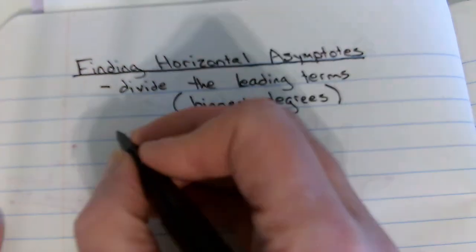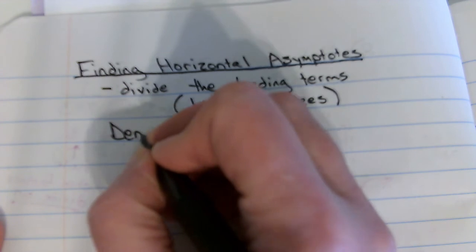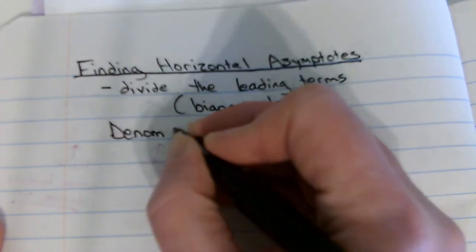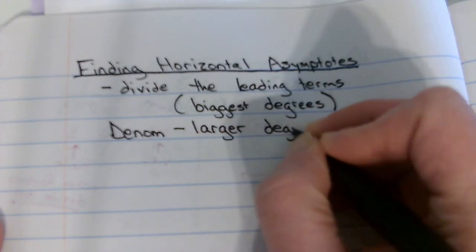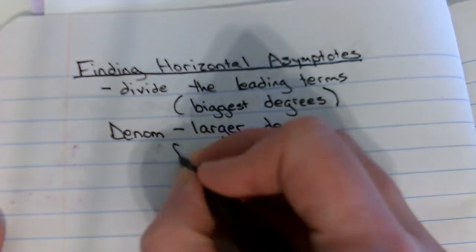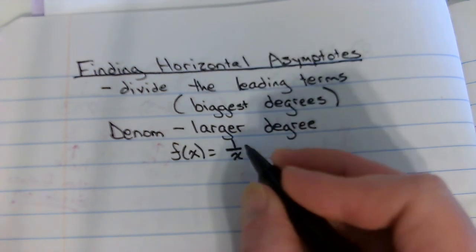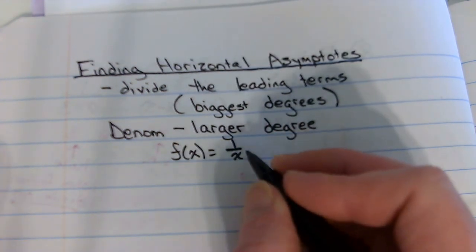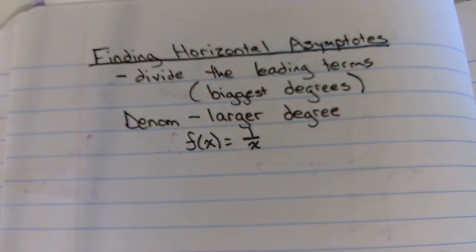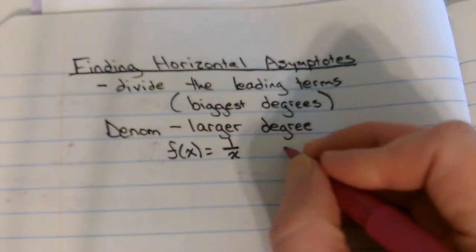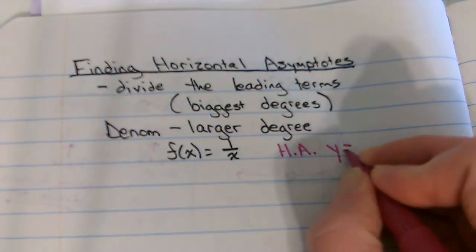Now, there's a few situations. The denominator has a larger degree. So like that f of x equals 1 over x. 1, I can't divide that by x. It's just 1 over x. When we have that happen, we looked at the graph, we saw that the horizontal asymptote, and I'm going to abbreviate that as HA, is always going to be at y equals 0.